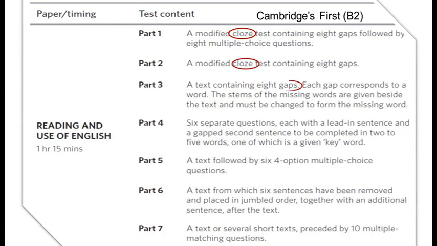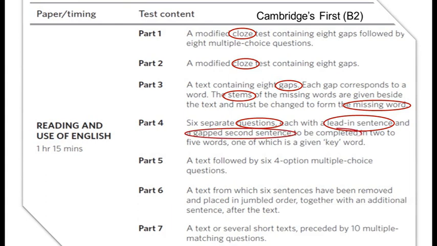In part three, there is a text containing 8 gaps, and each gap corresponds to a word. They give you the stems of the words, and you have to transform them to find the missing word. In part four, you get 6 separate questions, each with a leading sentence and a gapped second sentence to be completed in 2 to 5 words. This is obviously a transformation task.